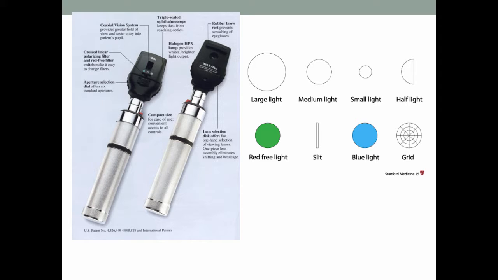This is just a reminder of what your ophthalmoscope looks like and the components that you may use for the ophthalmoscopic exam. And remember that your large light is probably only going to be used if you have a child with a dilated pupil. The medium or small light are going to be better for your retinal exam. Your red-free light is more for when you're looking for hemorrhages, and the grid is good for documenting where you're finding abnormalities during the ophthalmoscopic exam.